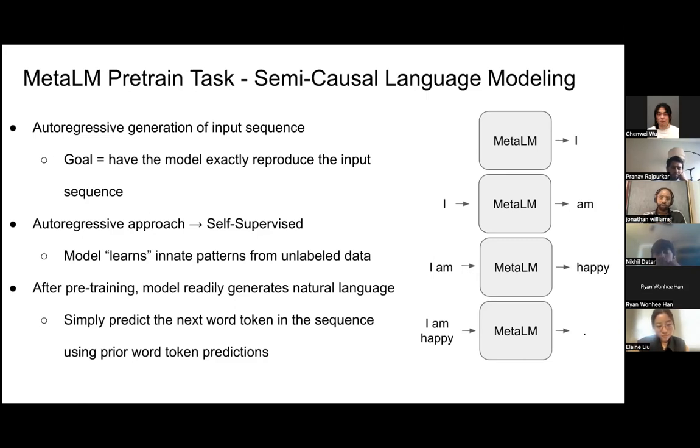After pre-training, the model was able to readily generate natural language. So you queue it up and you say, what should my next token be? This is demonstrated by the graphic on the right that I made. Let's say you queue it up and it would say I, and then I am, and then I am happy, and then I am happy, period. The MetaLM model is similar to other very popular models like GPT-3 in that it auto-regressively produces natural language, and it can produce a context length of 2048. So it can produce in a single block a 2048-long text string that will make coherent sense.